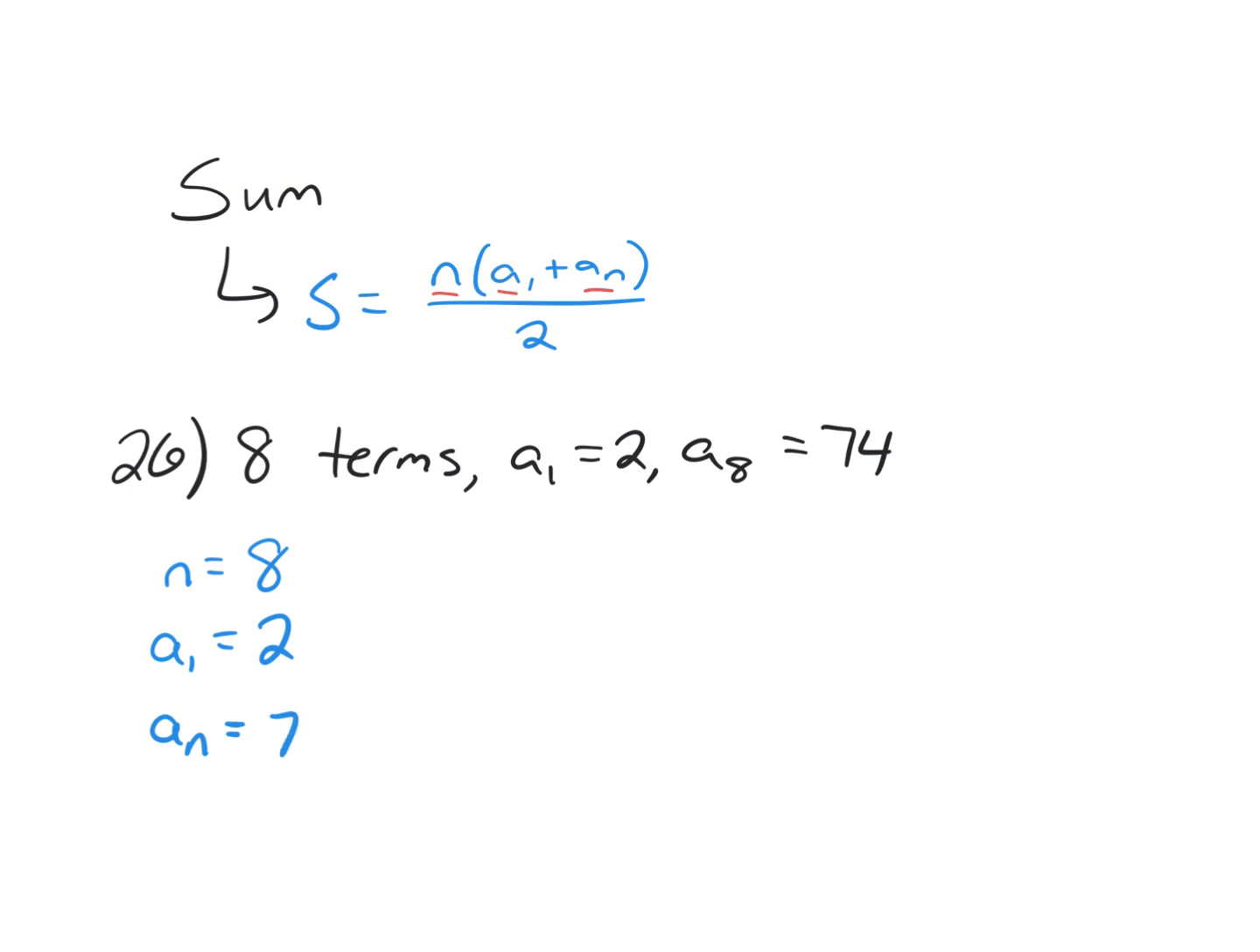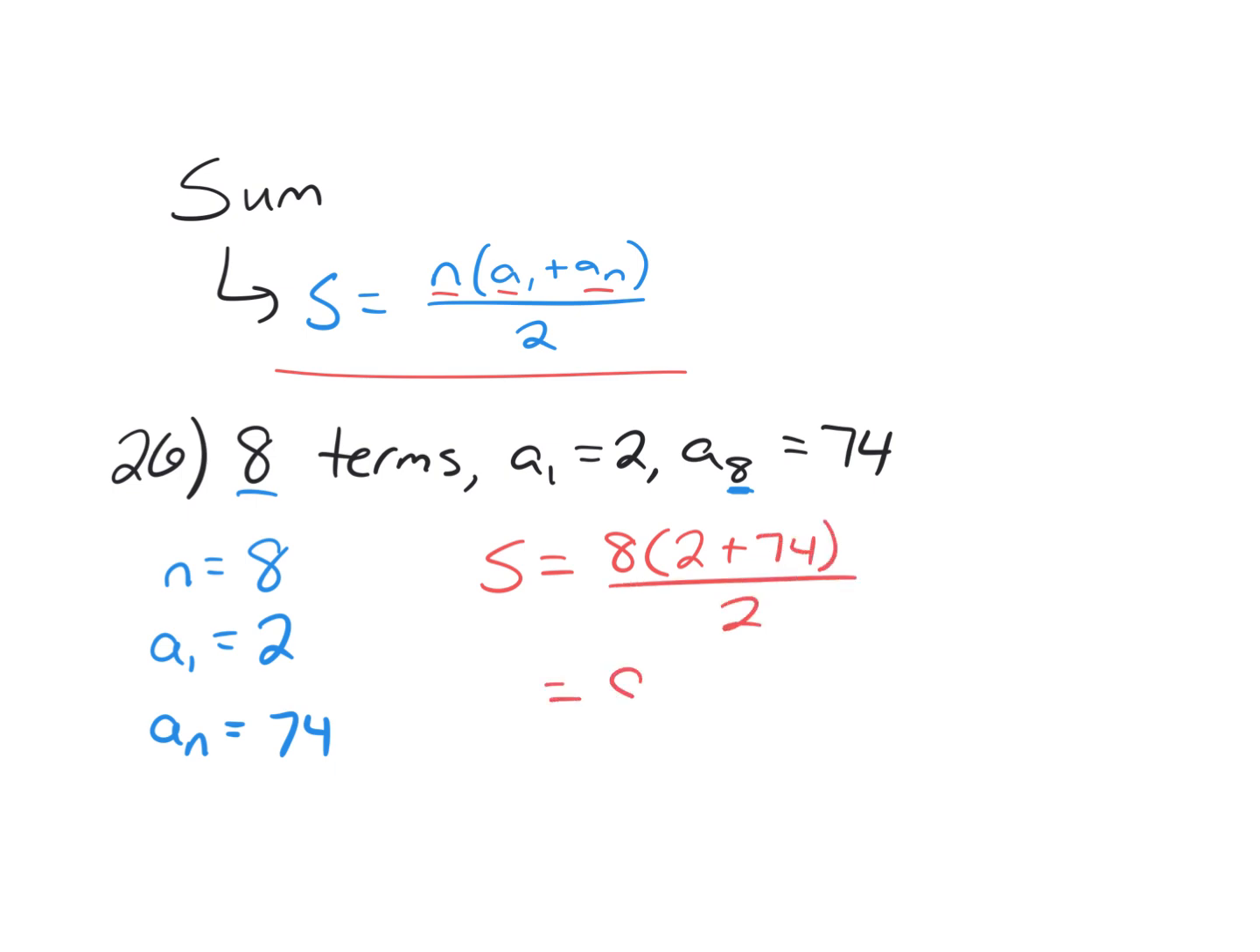It is 74. So we have 8 terms. So remember A8, that's our last term if we have 8 terms. 8 is our last term. Yep, because there's 8 terms. So our last term is 74. Okay, our 8th term in the sequence, which is the last one, is 74. Now we have everything we need in order to use the equation up above. So we have S equals 8 times 2 plus 74, divided by 2.